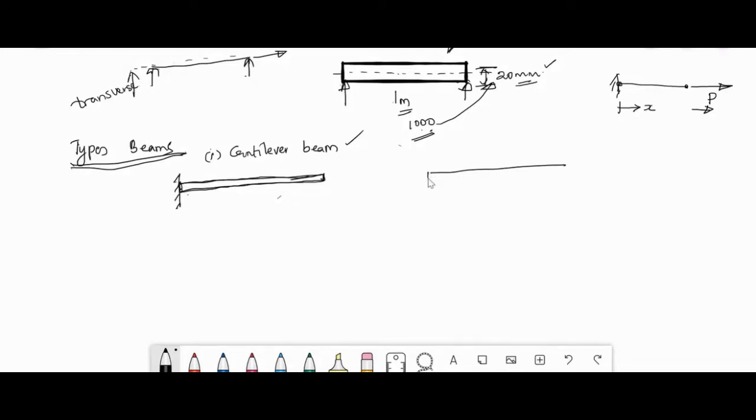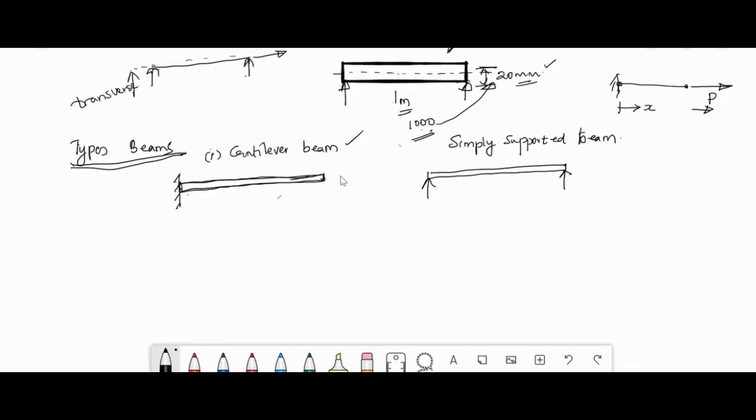Similarly, you have the beam, a lengthy structural member, and you have the support like this. With this support, this structural member is called the simply supported beam.